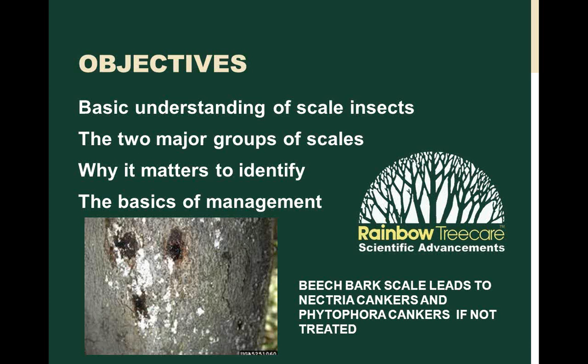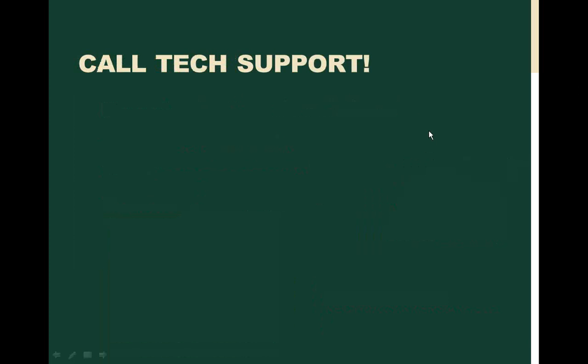The photo in the lower left-hand corner is a beech bark scale, which is a fairly serious problem with beeches. If you have any beeches, whether American beeches or copper beeches, these can be quite devastating. The scale, like I said, leads to cankers, which then lead to other secondary problems. So we'll talk a little bit about that later.